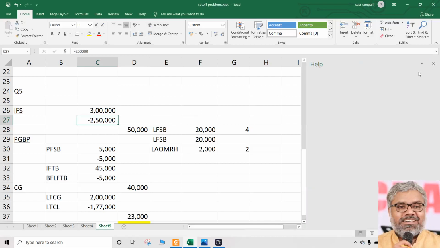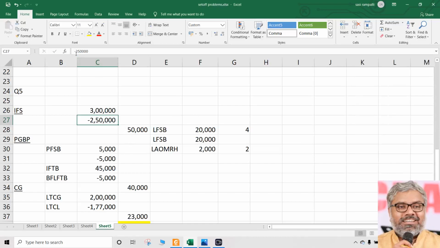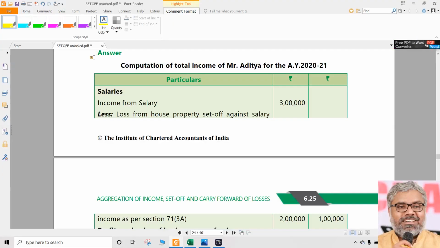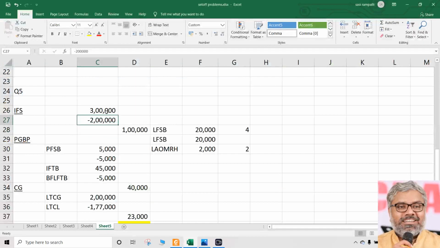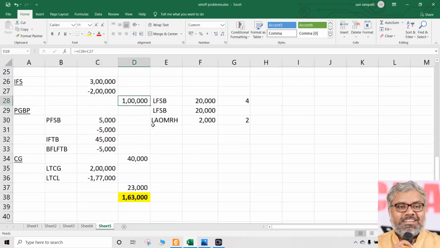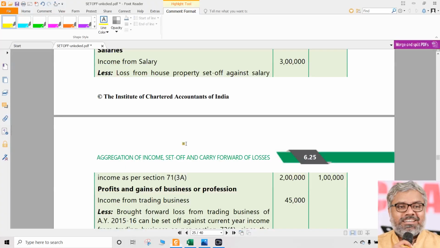Why? Because loss from house property can be set off only up to what? Up to 2 lakhs. Correct. That cannot be set off more than 2 lakhs, which means only 2 lakhs can be set off against the salaries income. 2,50,000 cannot be set off. There is a restriction there. We have to always remember that. Yeah, keeping that in mind.